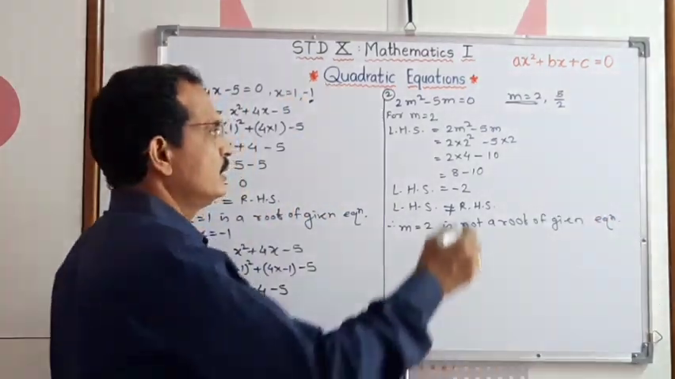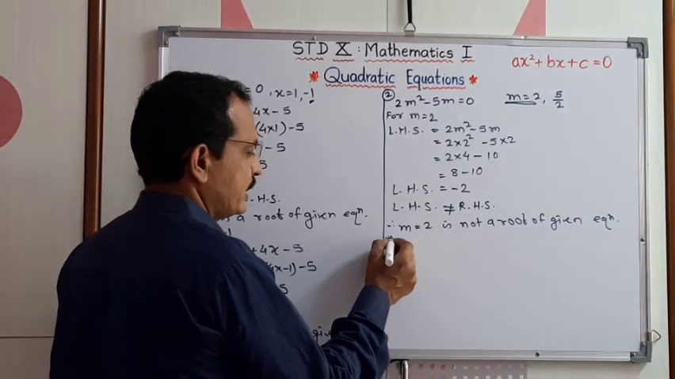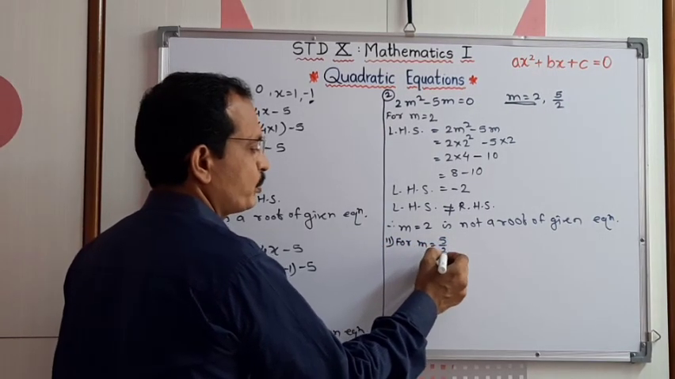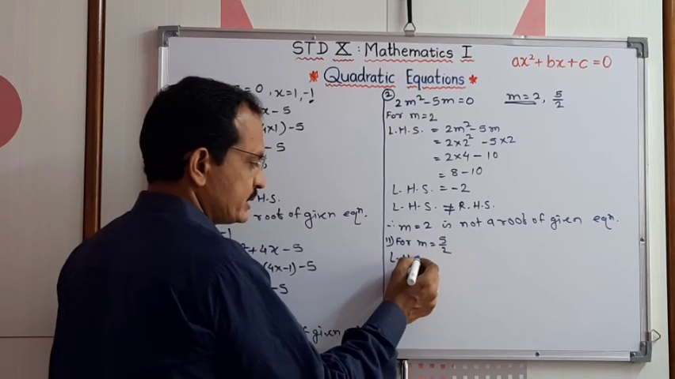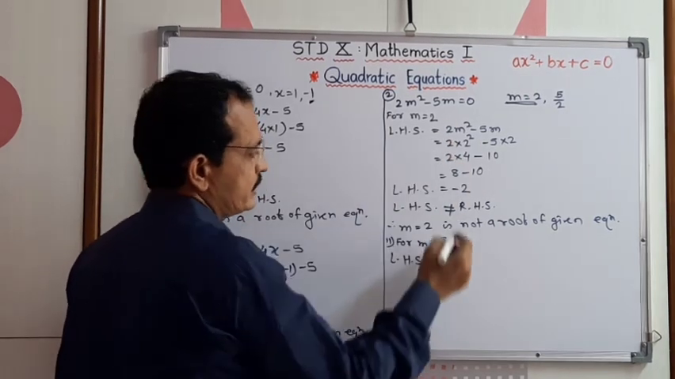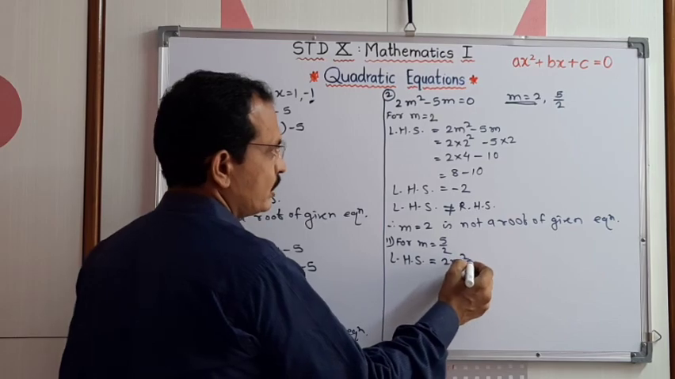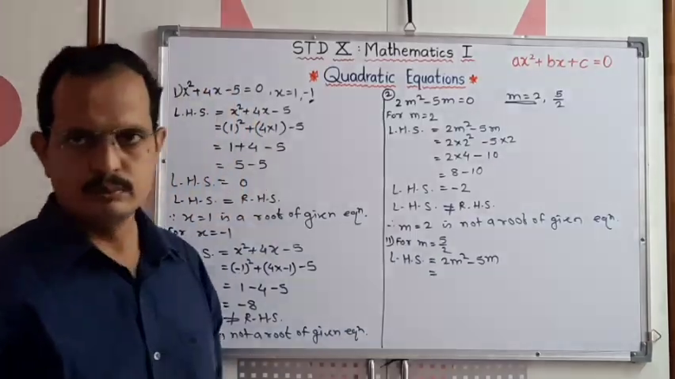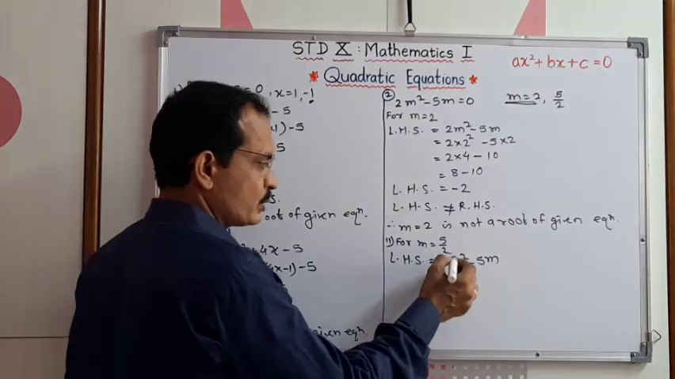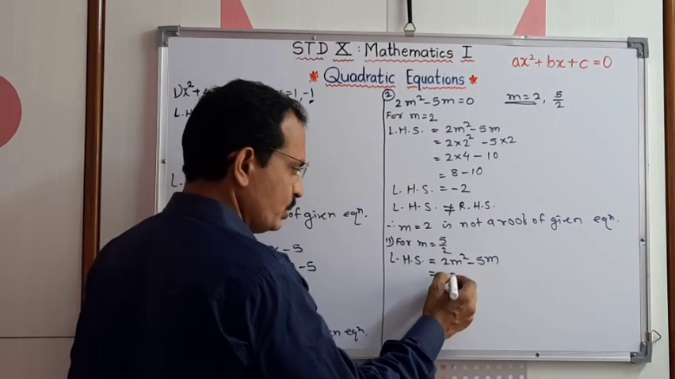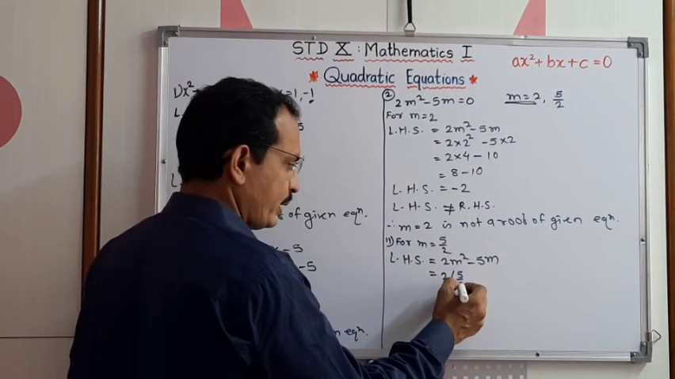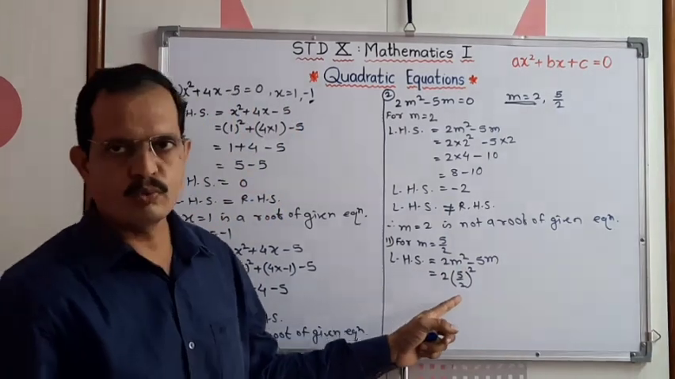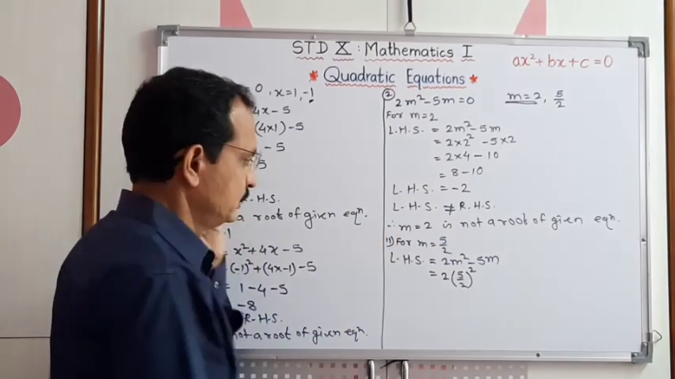Now see the next one. Second, for m is equal to 5 upon 2. What is LHS? LHS is 2m square minus 5m. Now we have to substitute the value m is equal to 5 upon 2. Therefore 2 into (5 upon 2) bracket square. Don't forget to write it in a bracket.